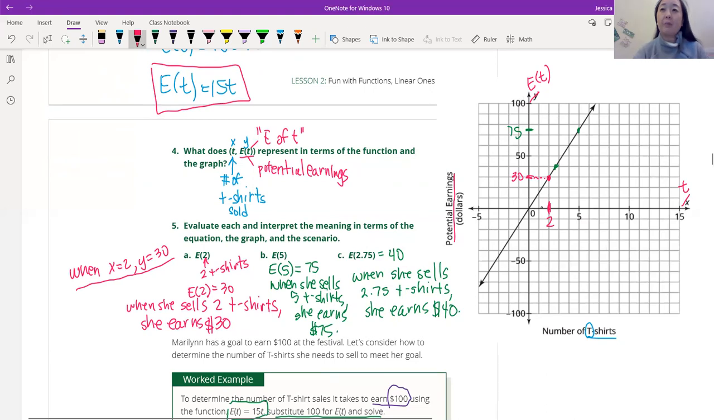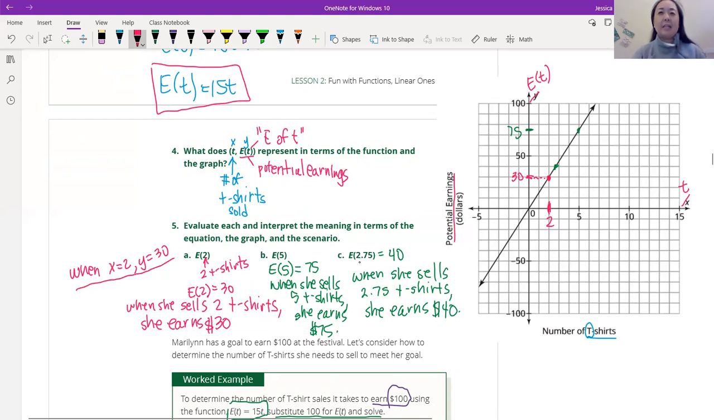All right, and then E of 5. You're looking for when t is equal to 5, what is the earnings? That's going to be $75. So E of 5 is equal to 75. Basically, when she sells 5 t-shirts, she earns 75 bucks.